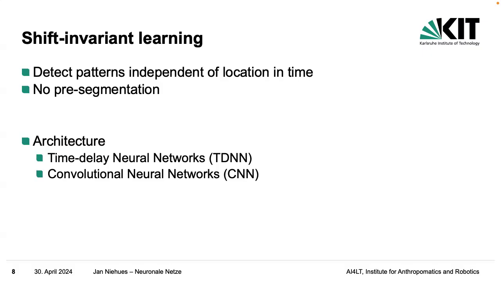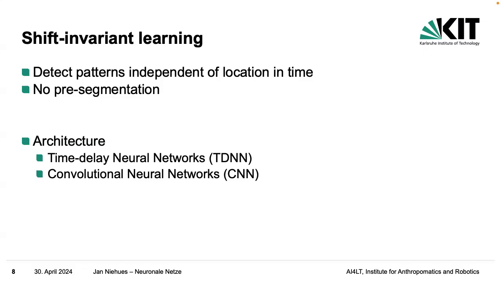It's either referred to as a time delay neural network, which was first presented for doing this exactly on speech. So you go over your speech signal and try to identify, oh, this is an A and this is a B, and so on. The same thing you can do, of course, in images, and there it's typically called a convolutional neural network.